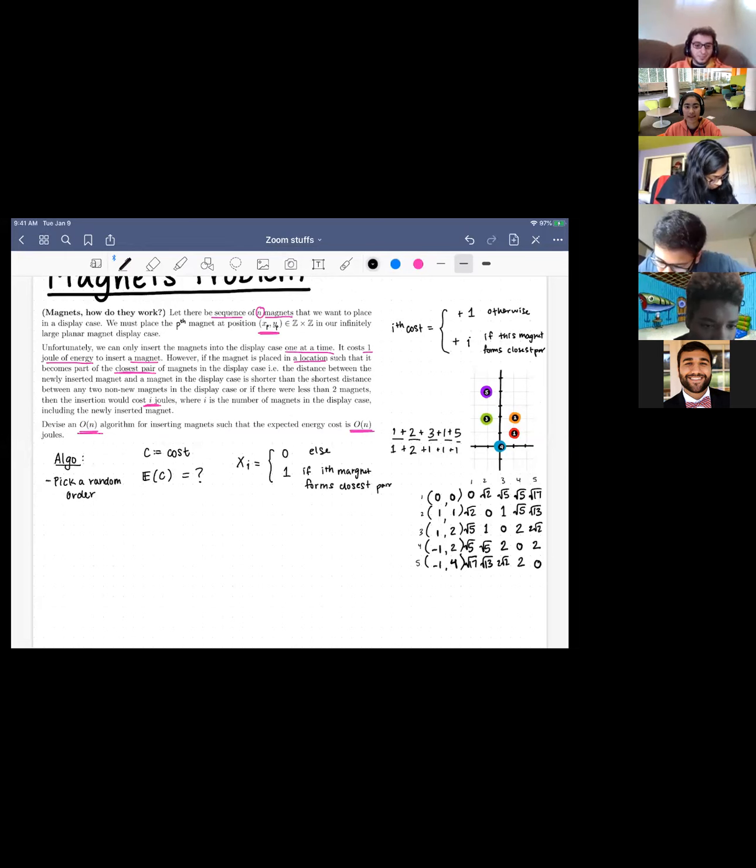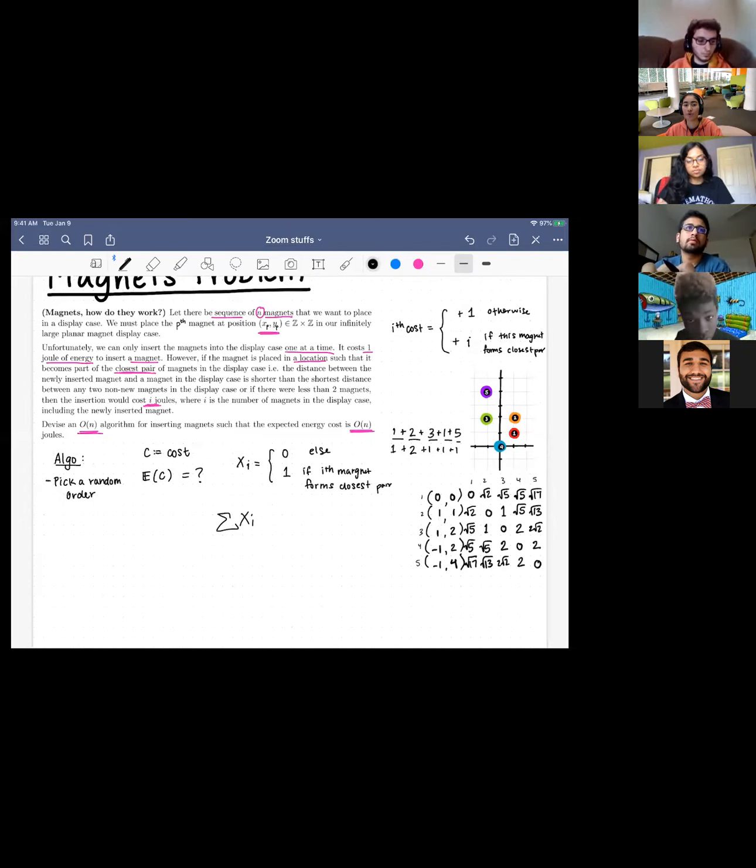So we have this indicator, and somehow we want to use it to get our actual cost. Normally, whenever we want to find these, we can just sum up the indicators. What's the issue if we sum up our indicators here? What does that end up counting? Yeah, it counts how many magnets formed the closest pair. How many closest pairs did we create? But that's not exactly what we want.